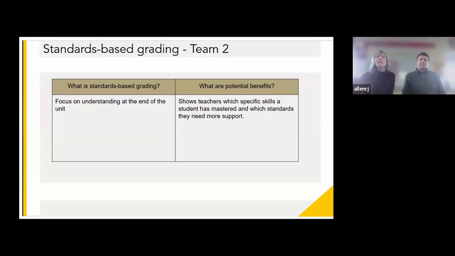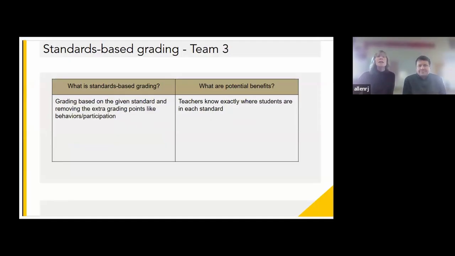Focusing on understanding and looking at specific skills, and then removing extra grading like points for behaviors or participation. And one of the benefits is teachers know exactly where students are in each standard. And that leads to some great information that can help to inform instruction.